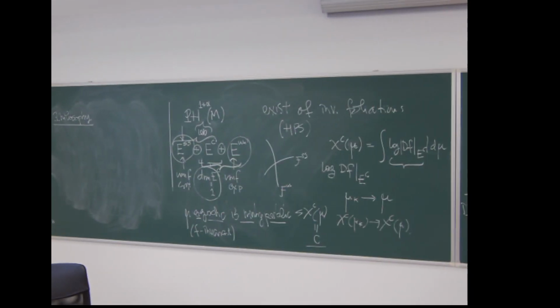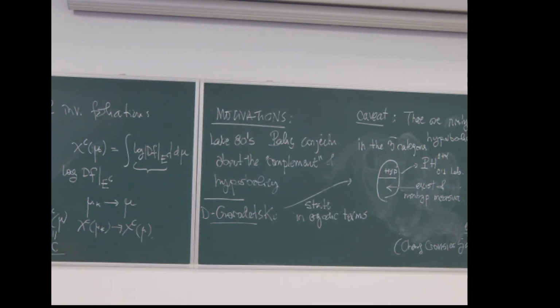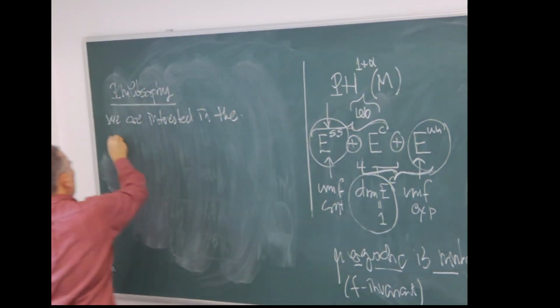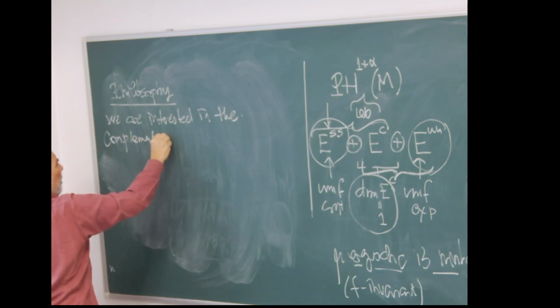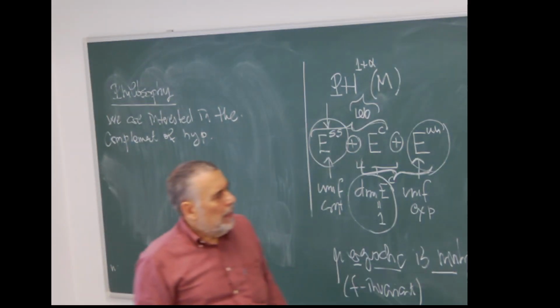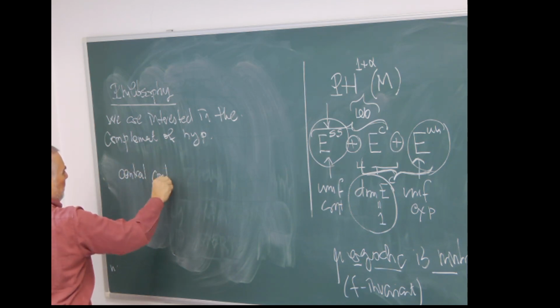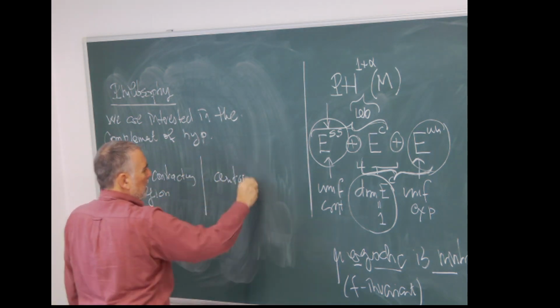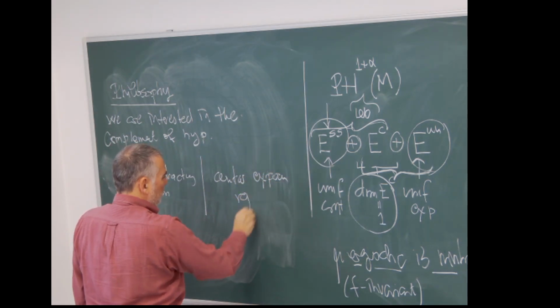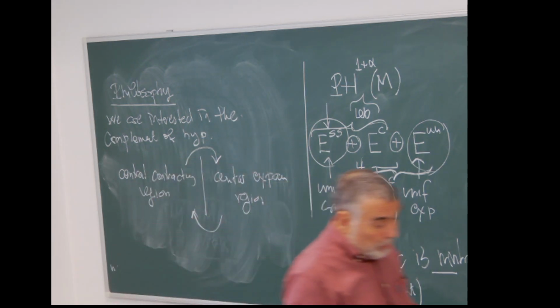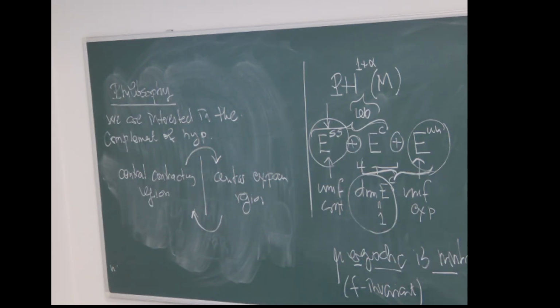More or less, the kind of system we are interested in is, of course, the complement of hyperbolicity. That is, the non-Anosov case. And then typically in this case, you have a central contracting region and a central expanding region. And typically what happens is that you have some interaction between these two regions, and the interaction between these two regions is what allows you to get the non-hyperbolic measure.